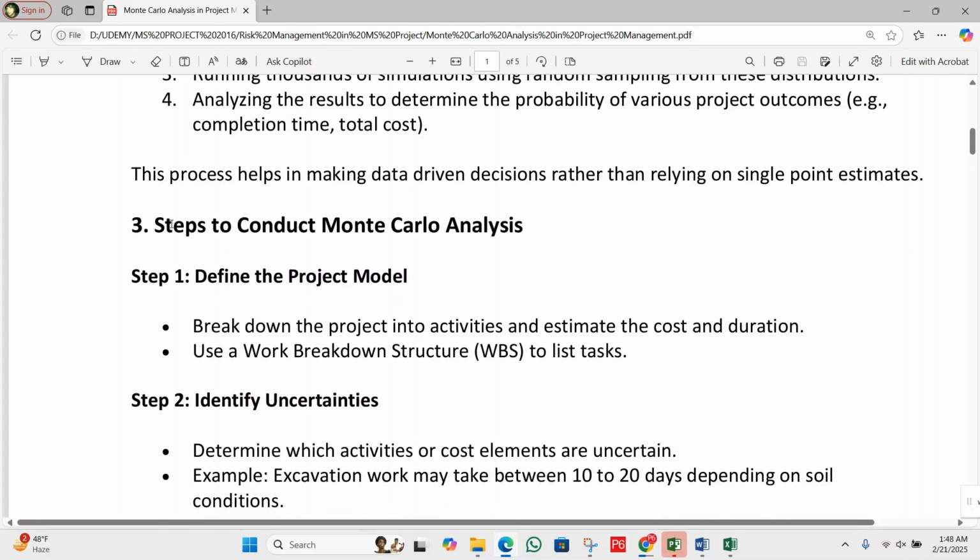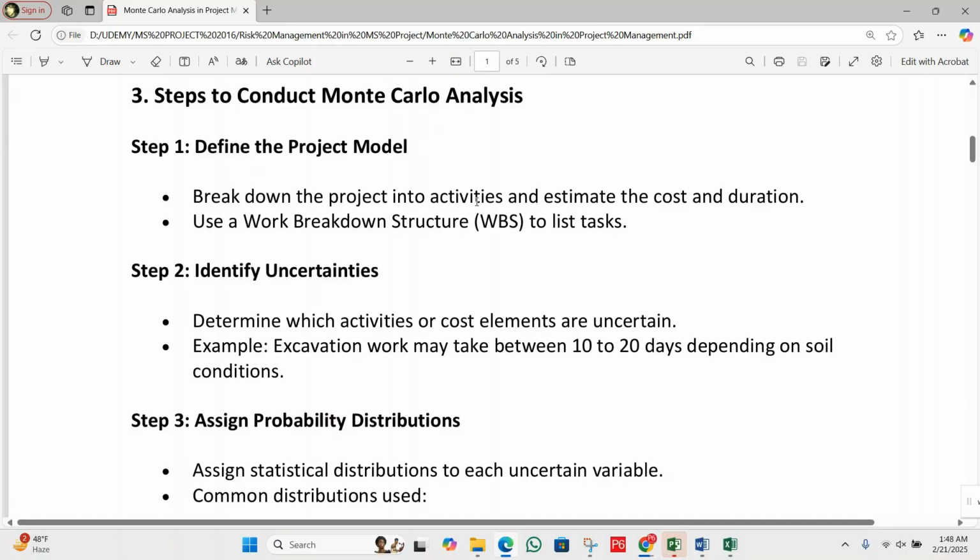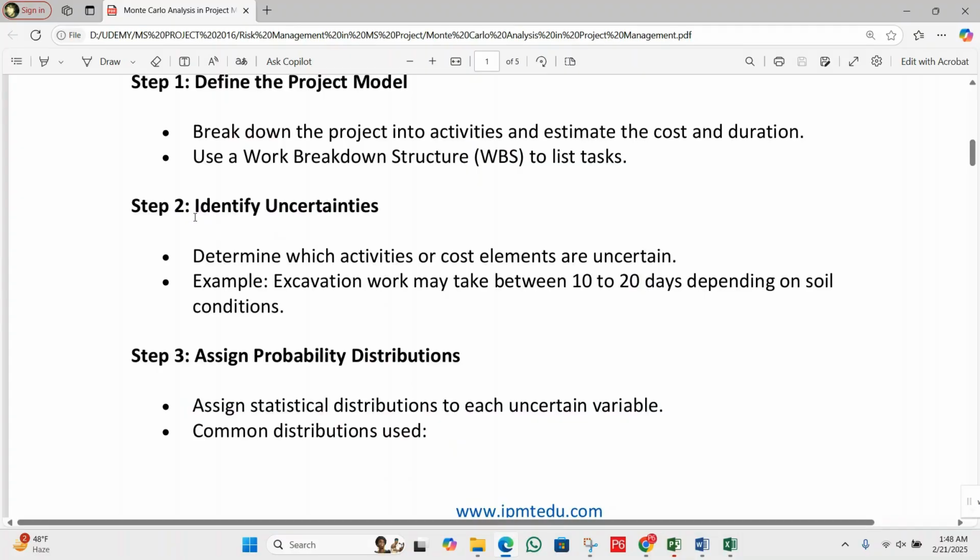Number three, steps to conduct the Monte Carlo analysis. First, define the project model. Break down the project into activities and estimate the cost and duration, and you can use a work breakdown structure to list the activities. Second, identify uncertainty. Determine which activities or cost elements are uncertain. For example, excavation work may take between 10 to 20 days depending on soil condition.